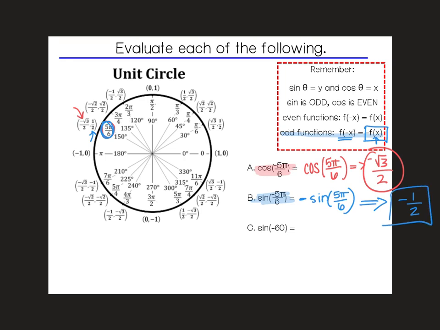Last one, same thing. It's sine. Sine is odd. Right now it's written like this. We want to rewrite it. So negative out in front, sine, and we want to write positive 60, and it's degrees. It would be best if there's a little degree symbol there. So you're going to go find 60 degrees. Here it is. Sine is y. That'd be this. It's got a negative out in front, though, so I just write negative square root of 3 over 2.